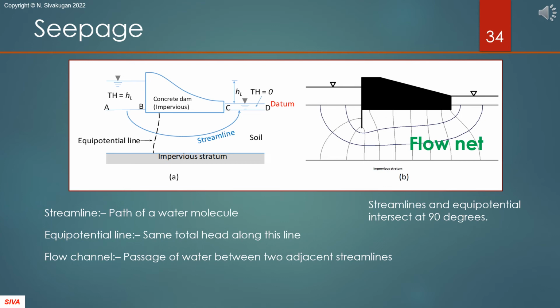Now that we have finished discussing permeability, let's get on with the next part, seepage. First, some key terms we will be using. Streamline is the path of a water molecule. Equipotential line is the contour or locus of the points with the same total head. There are thousands of streamlines and equipotential lines in the flow region. Flow channel is the passage of water between two adjacent streamlines.